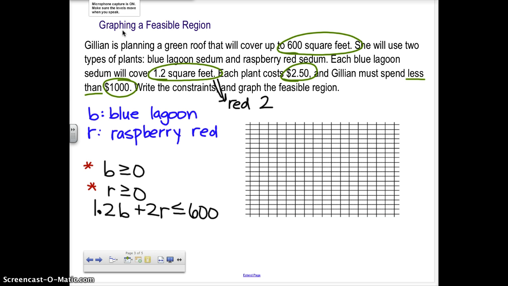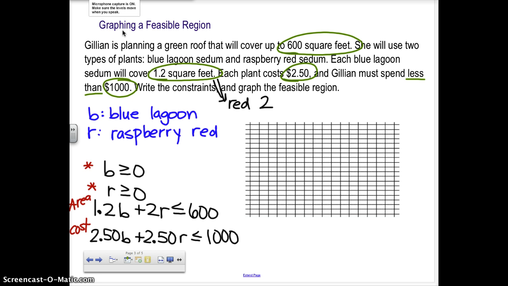Then each plant costs $2.50, so we have to take the cost into account. So this one talks about the area, and the next one is going to talk about the cost. The cost here is $2.50 each, and the cost is going to be less than 1,000. So now we have some constraints.